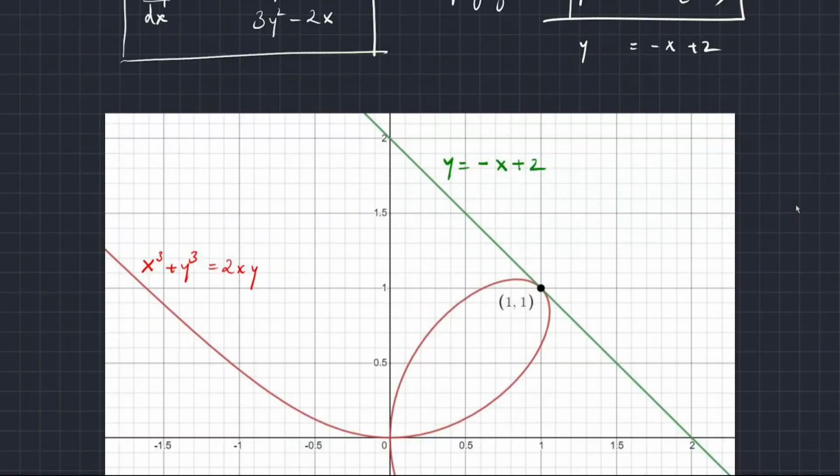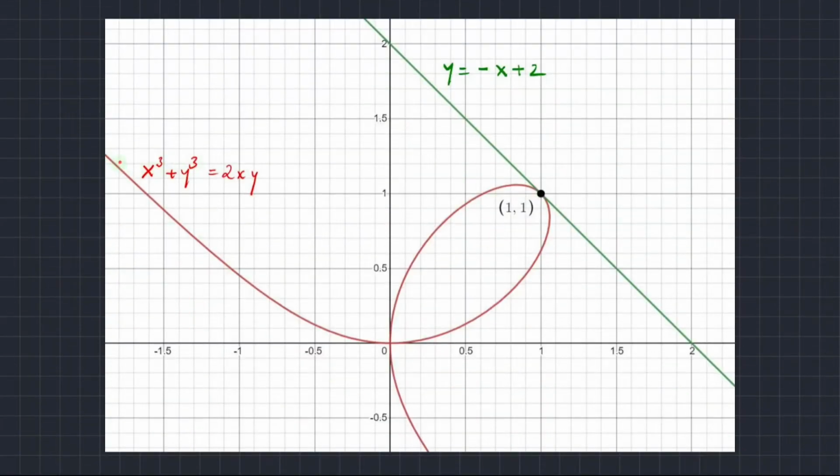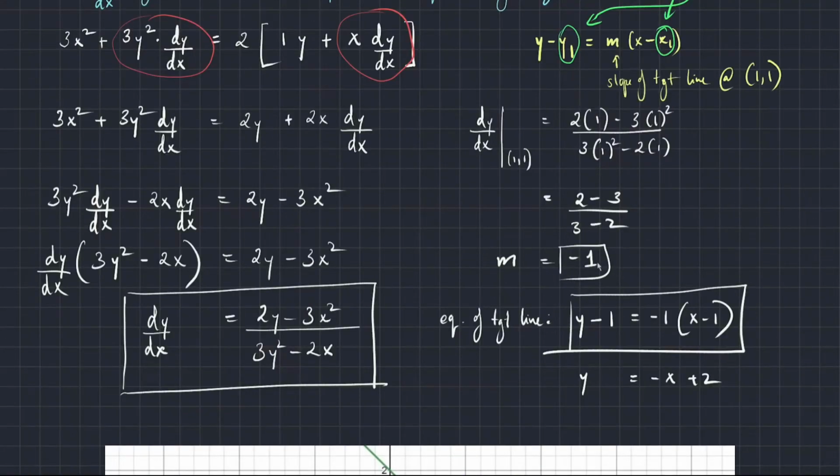Now I have graphed this equation for you. We have our original graph in red, which looks like this amazing loopy graph, x³ + y³ = 2xy. And we have our equation of the tangent line, which is y = -x + 2. Notice that the slope of this tangent line, if I take the rise over run over here, is going to be 3 and 3, and it's a negative slope, so it has to be -1, which is what we found earlier in the first place. Our slope is -1.